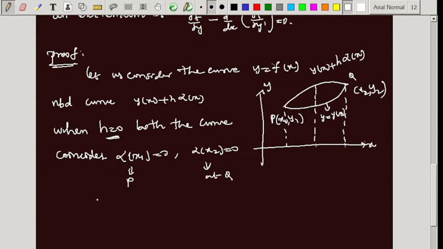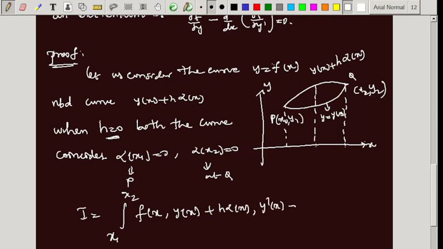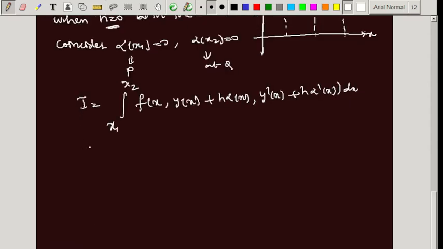So here I is the integral x1 to x2 of f of x comma y of x plus h into alpha of x comma y dash of x plus h into alpha dash of x into dx. This one we differentiate with respect to h. So when we are differentiating with respect to h, x is independent of h. Then here di divided by dh.